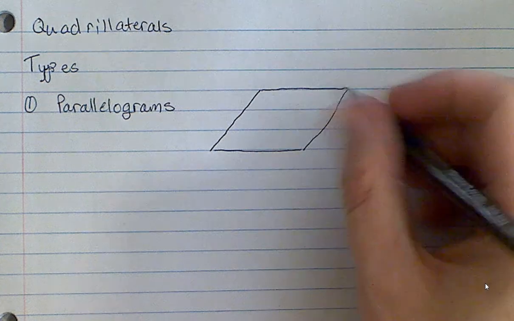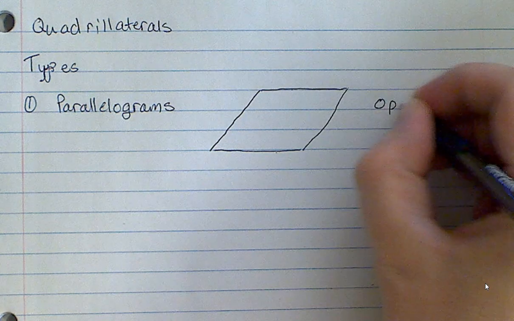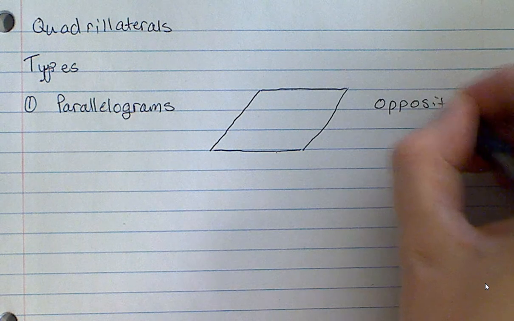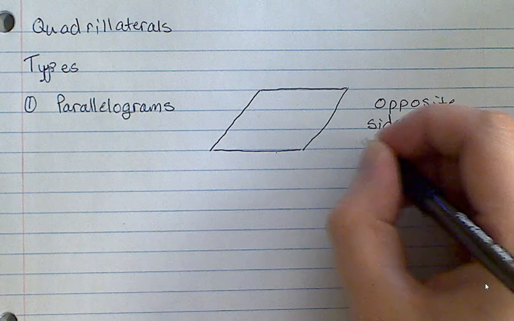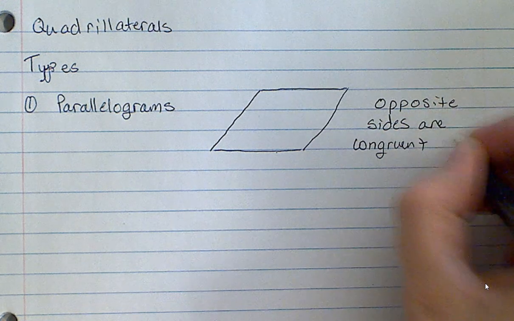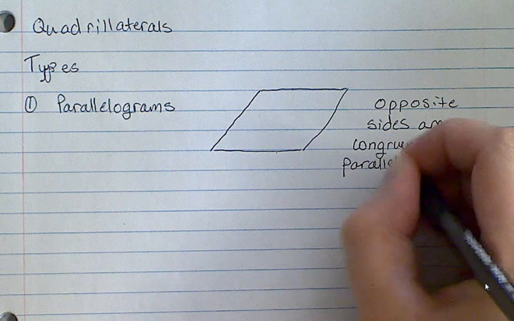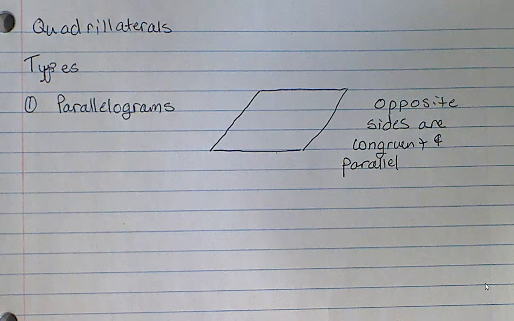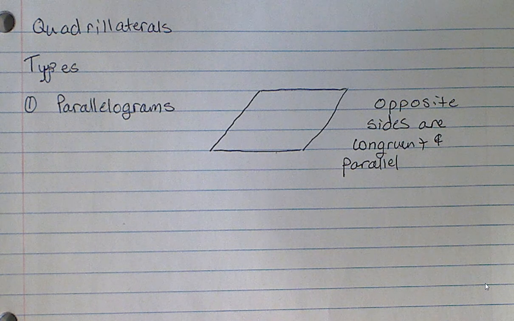It's okay. So on a parallelogram, a couple features are that opposite sides are both congruent and parallel. So parallelograms, opposite sides are both congruent and parallel. Same thing with the angles. Opposite angles are congruent.